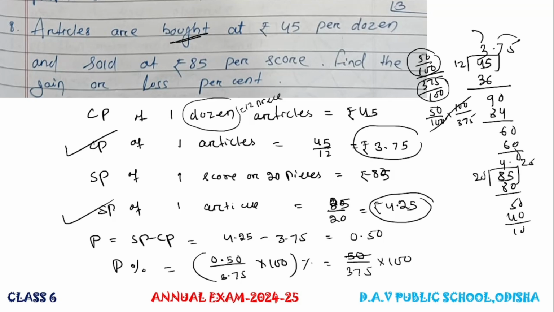Okay, now cancel. 25 twos are 50, 25 ones are 25, 5 threes are 15, 5 fours are 20. So the answer is 40 by 3 percent, or 13 whole 1 by 3 percent. Now next question.